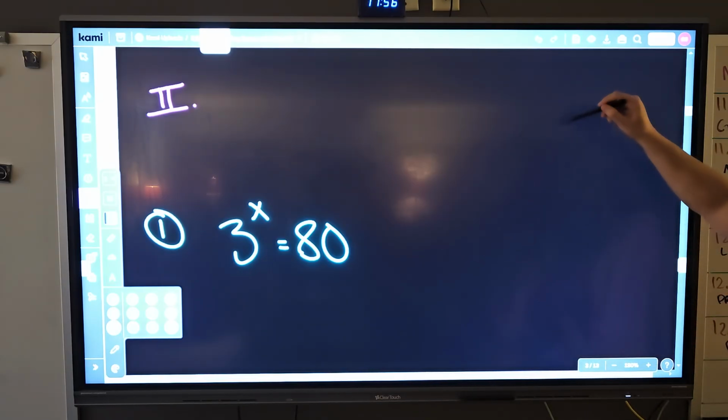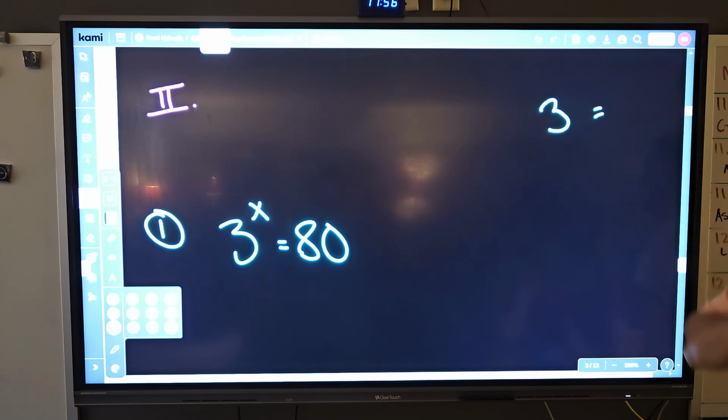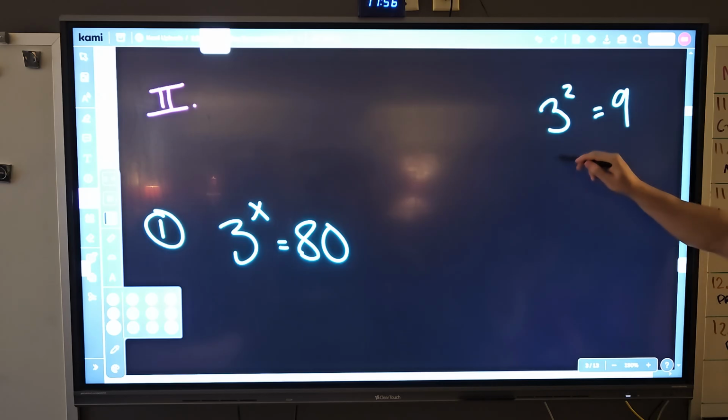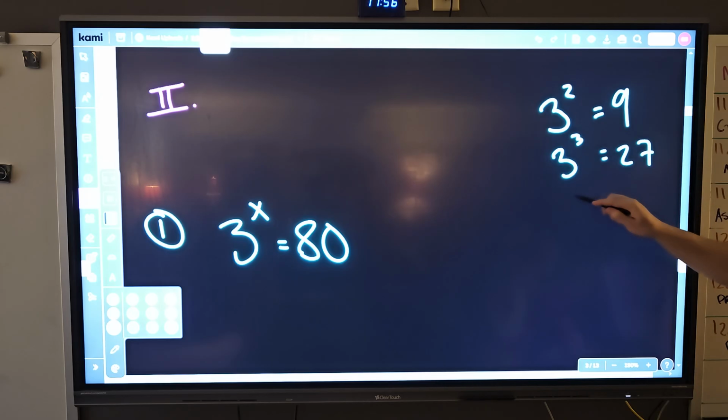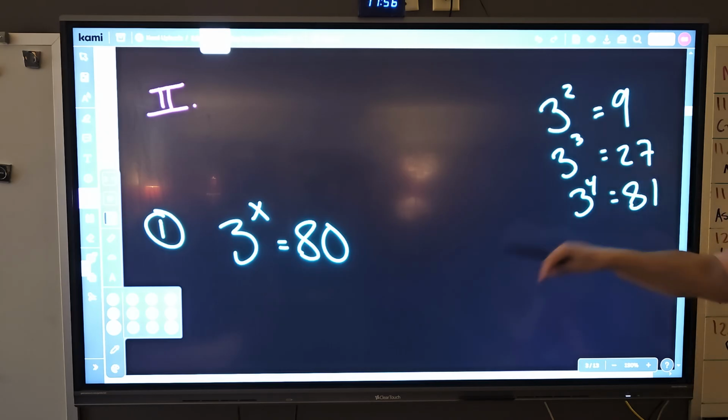So the question is, can I rewrite 80 as 3 to a certain power? Let's think about this. What's 3 squared? 9. And then the next one's 3 cubed. 27. And then 3 to the 4th. 3 times 27, or somebody put it on the calculator, it's okay. 81. So notice we jump over 80. So I can't write it on the same base.